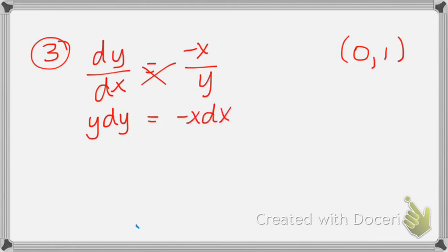As long as you have the y's on one side, the y and the dy, and the x's on one side, then you're good. So you're going to take the antiderivative on both sides. The antiderivative of y is y squared over 2. The antiderivative of negative x is negative x squared over 2. Don't forget your plus c.